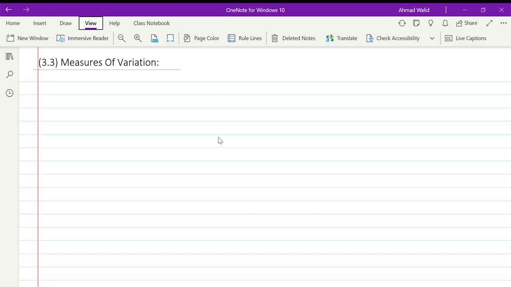Hello all, let's start section 3.3. Your 3.3 is about measures of variation, correct? There is another way that you can calculate the center of your data, which we call variation. Now, what is variation first?